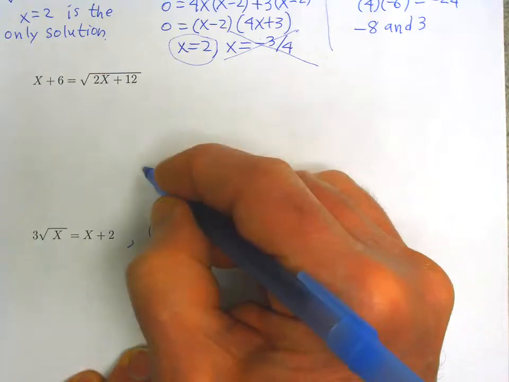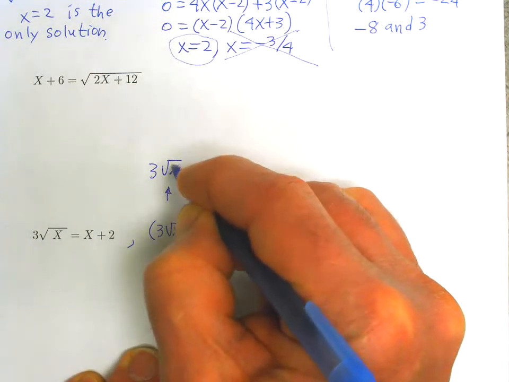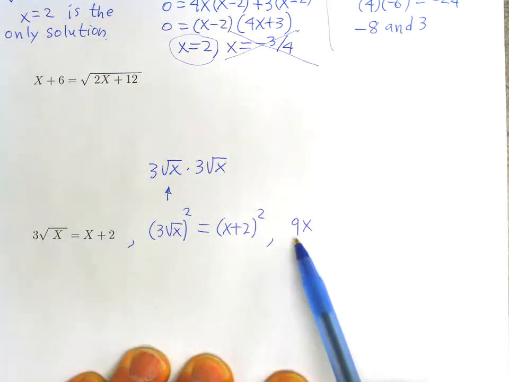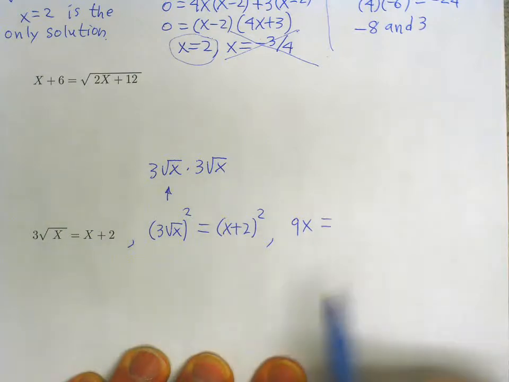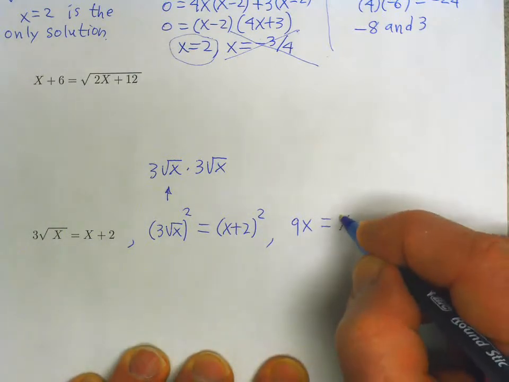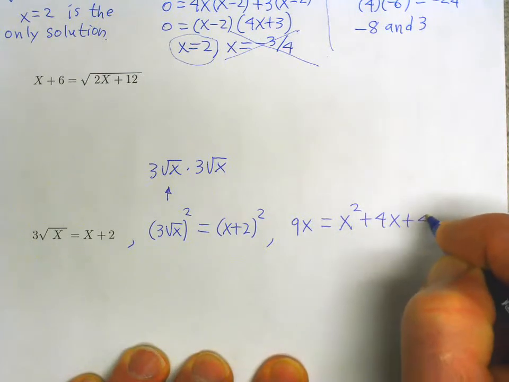So just remember, this means to multiply 3 times the square root of x times 3 times the square root of x. So 3 times 3 is 9, and the square root of x times the square root of x is x. And on the right-hand side, when you square the binomial x plus 2, you're going to get x squared plus 4x plus 4.